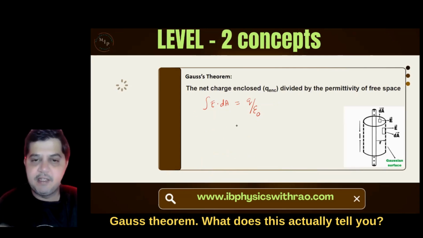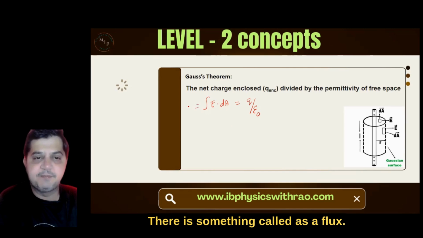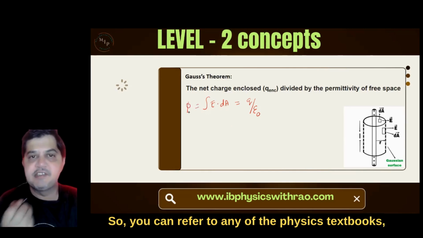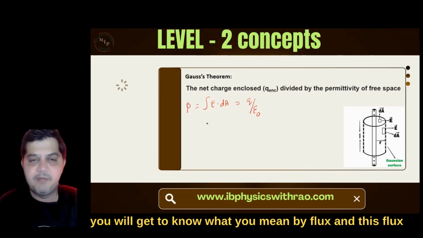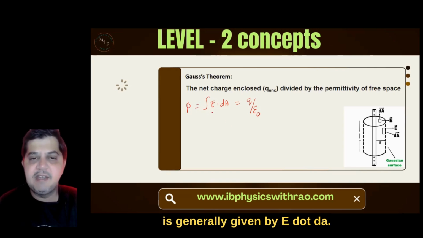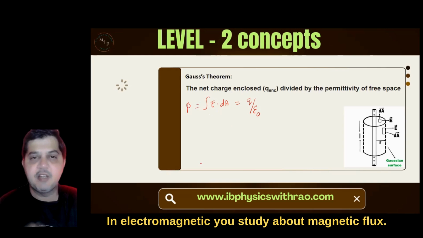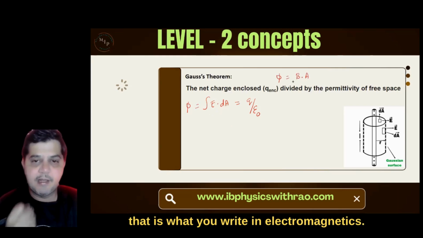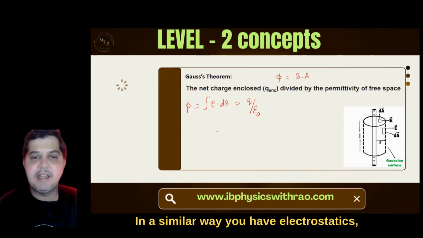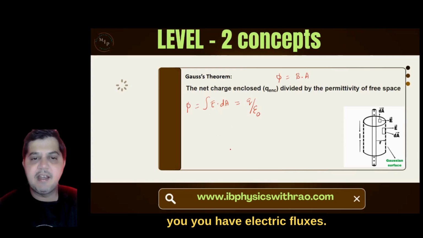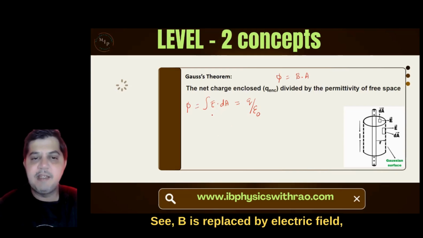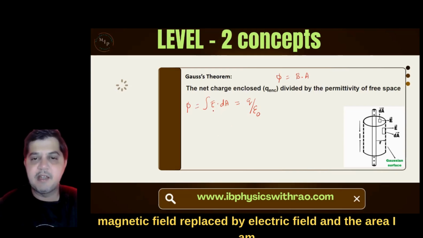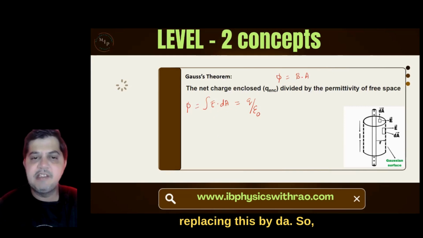What does this actually tell you? There's something called flux. You can refer to any of the physics textbooks to get to know what you mean by flux. This flux is generally given by E dot dA. In electromagnetics, you study about magnetic flux, right? You write this as phi is equal to B dot A. In a similar way, in electrostatics you have electric flux. B is replaced by electric field, magnetic field replaced by electric field, and the area I am replacing by dA.